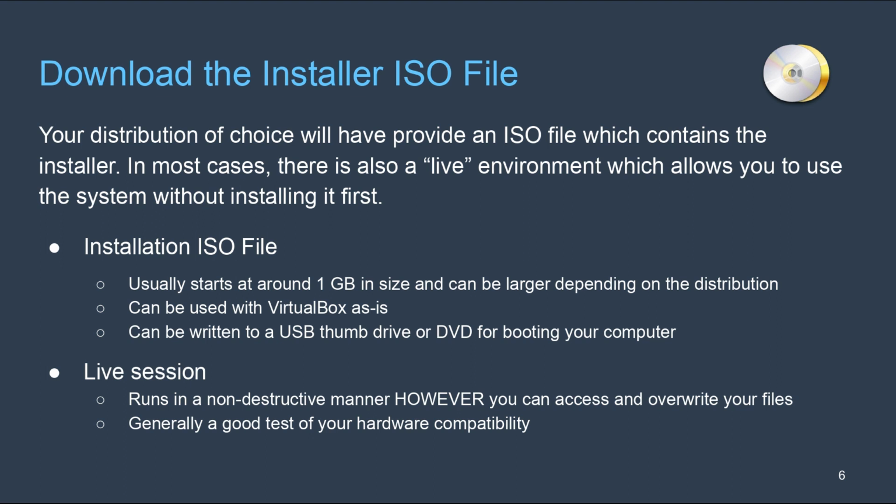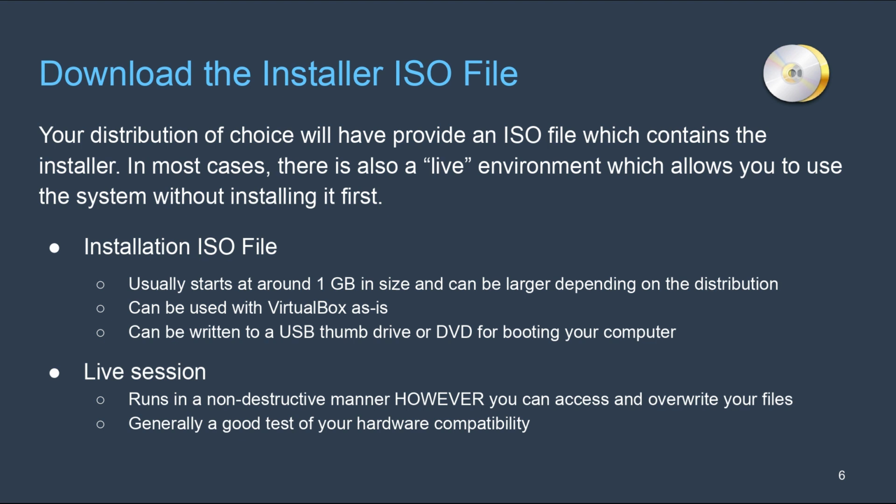And once you download that file, you can use it with VirtualBox as is. So what you'll do, and we'll go through that in the next step, is to create the machine and then you just attach that as a file to the machine as though it were a virtual CD drive or something like that. And then it will know to boot to it and use that file as the installation or live media.